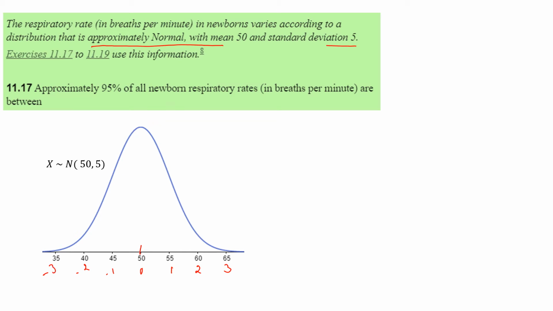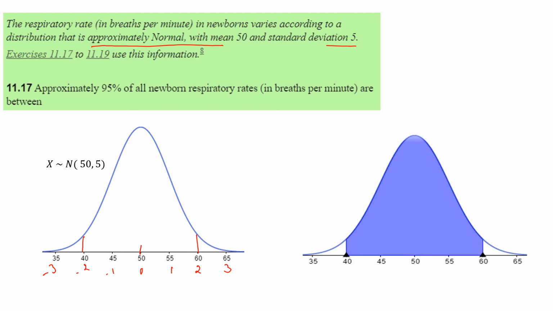Now 95% of the data will lie between negative 2 sigma to positive 2 sigma. 95% always lies between negative 2 sigma to positive 2 sigma, that is between 40 to 60. So approximately 95% lie between 40 to 60.